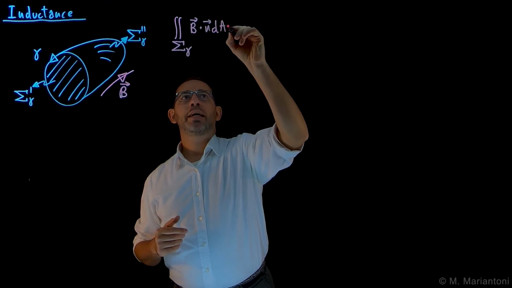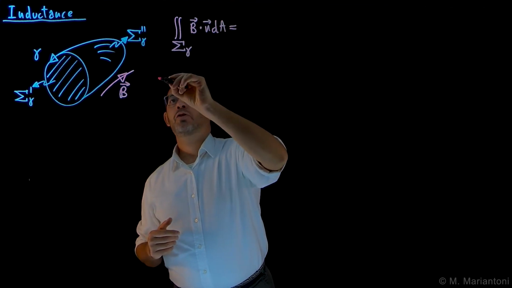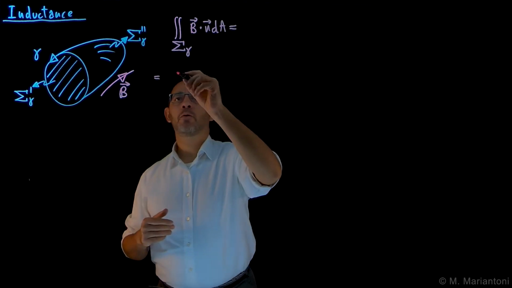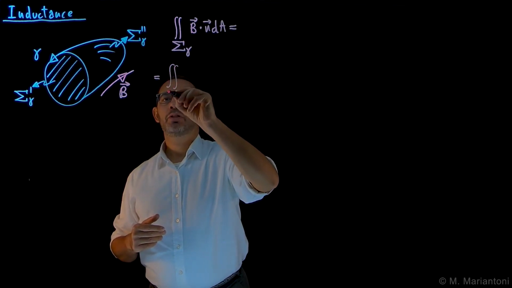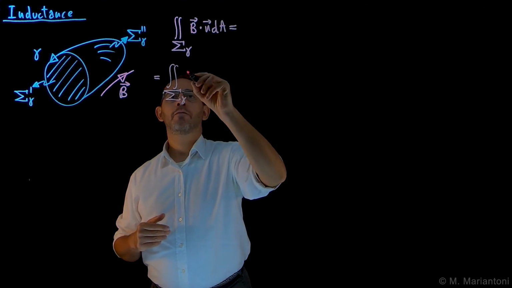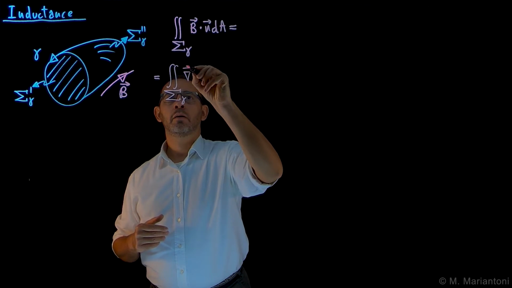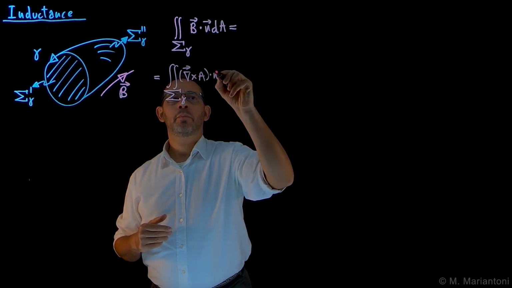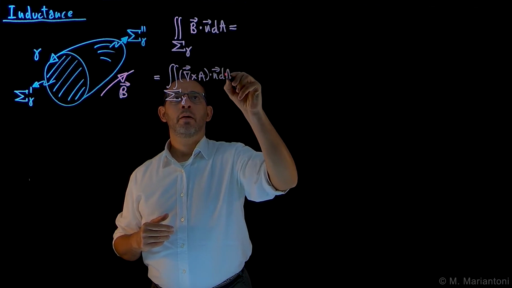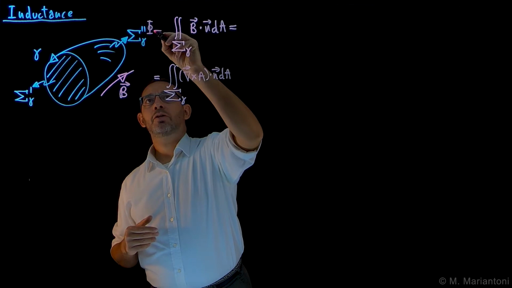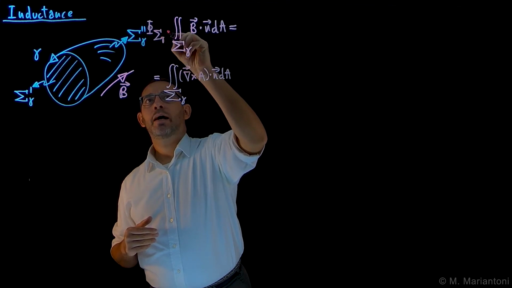However, we know that B is solenoidal, and so we can rewrite B as the curl of A. Therefore, this integral simply becomes the surface integral on capital sigma gamma of the curl of A dot N dA. So this is the flux through any surface capital sigma gamma.